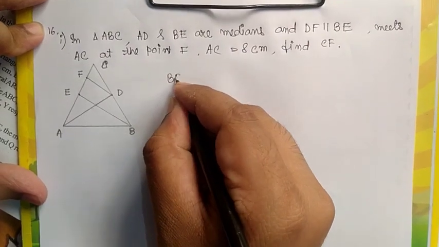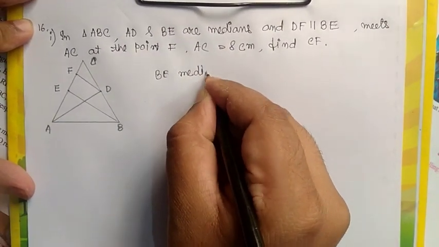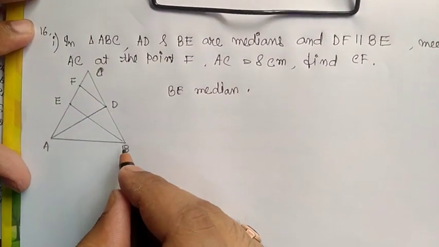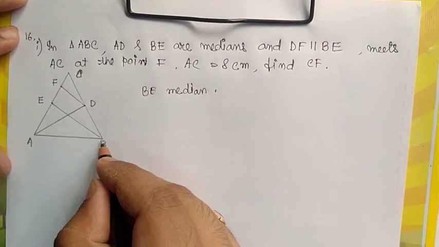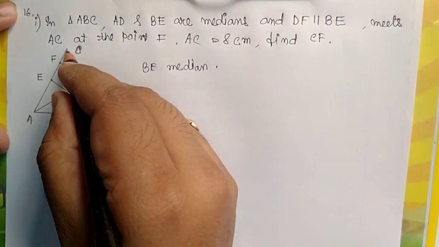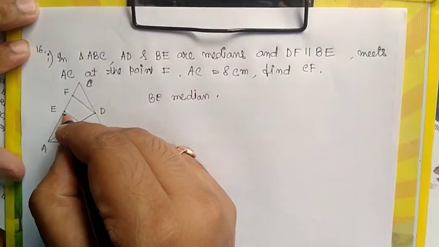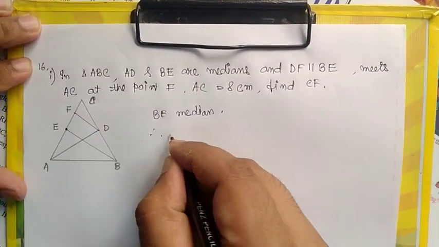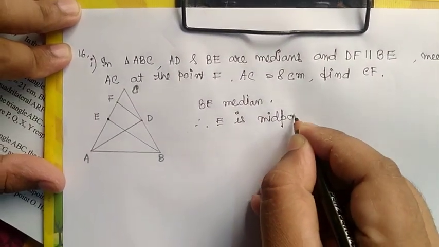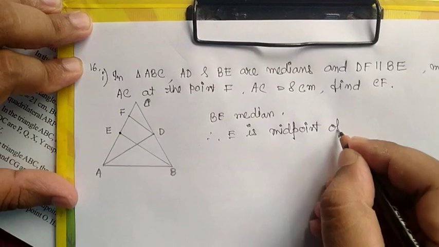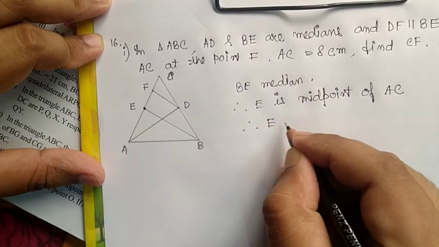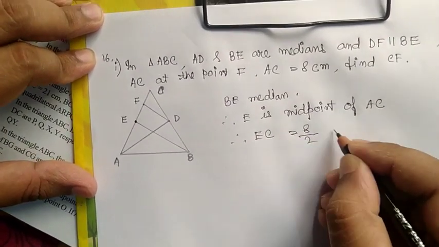Now here, BE is a median. And what is a median? A median is always drawn in any triangle from any vertex of the triangle, a straight line to the midpoint of the opposite side. So therefore this is the midpoint, so E is the midpoint of AC. Therefore EC equal to 8 by 2 equal to 4 centimeter.